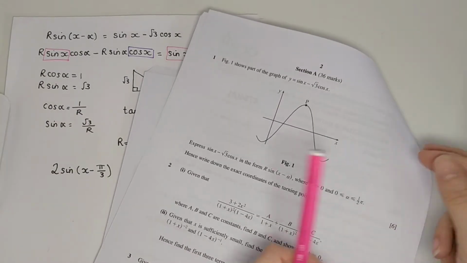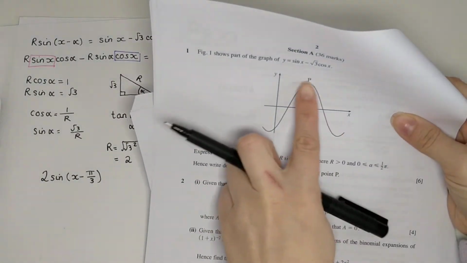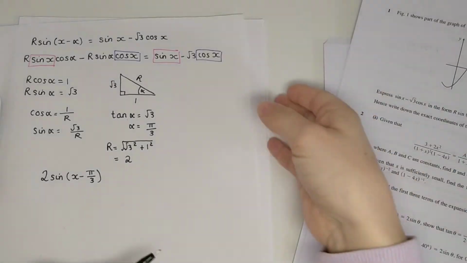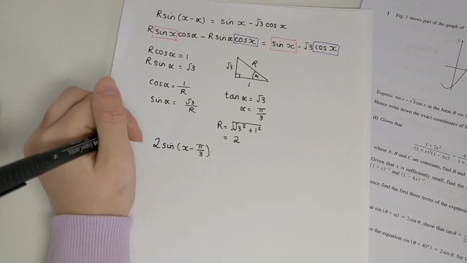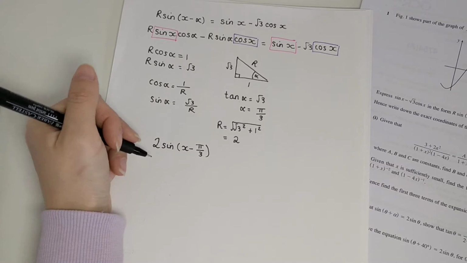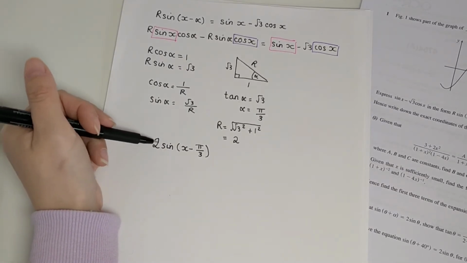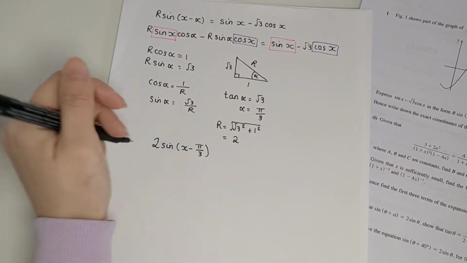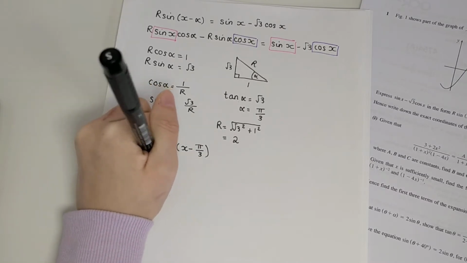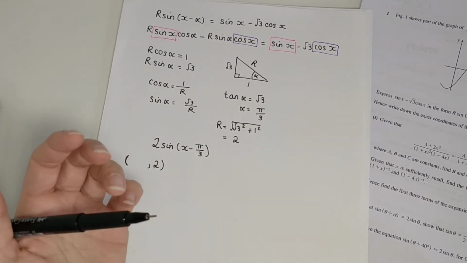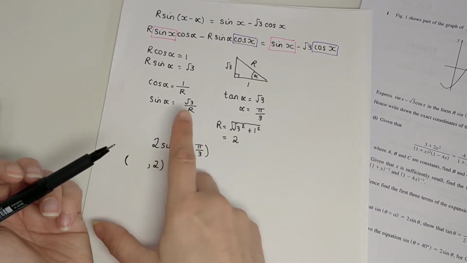So what's the turning point? Well, it's the maximum point of this thing here. What is the maximum point of this? The maximum value of sine, we know, is 1. If I double the maximum value of sine, I'm going to get 2. So the y-coordinate is definitely going to be 2, because normally the maximum is 1. This has been stretched by a scale factor 2.